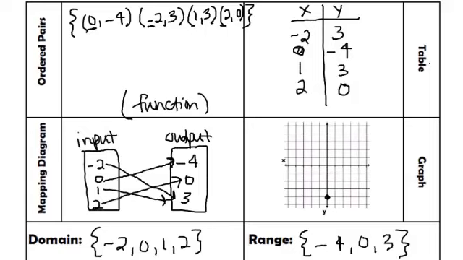The next one is -2, 3. So we're going to go to the left 2 and up 3. That's going to be our next point. The next one is 1, 3. So go over 1 and up 3. And lastly, we have 2, 0. So we're going to go over 2 and go up 0. So again, a graph can represent a function as well.